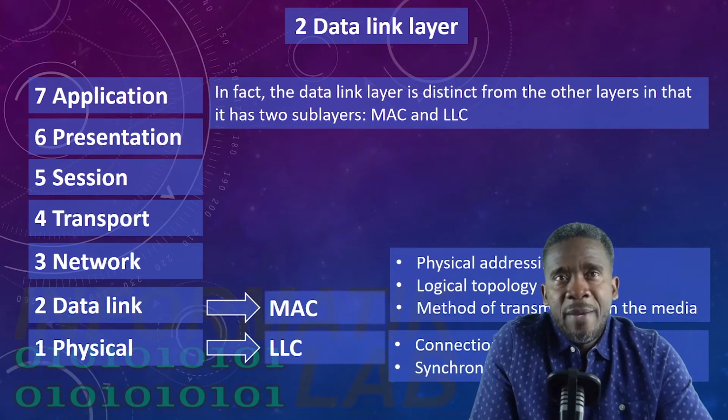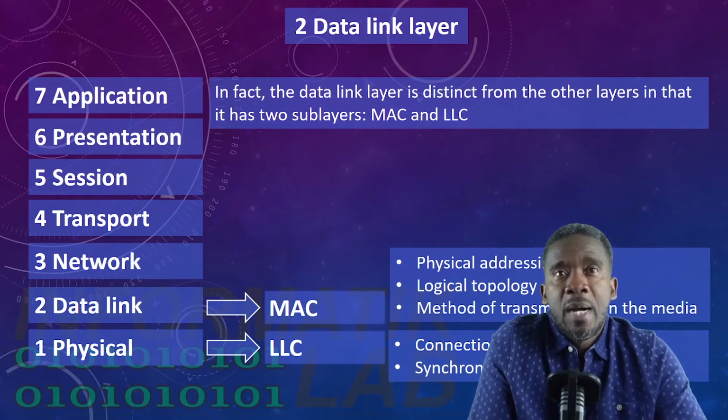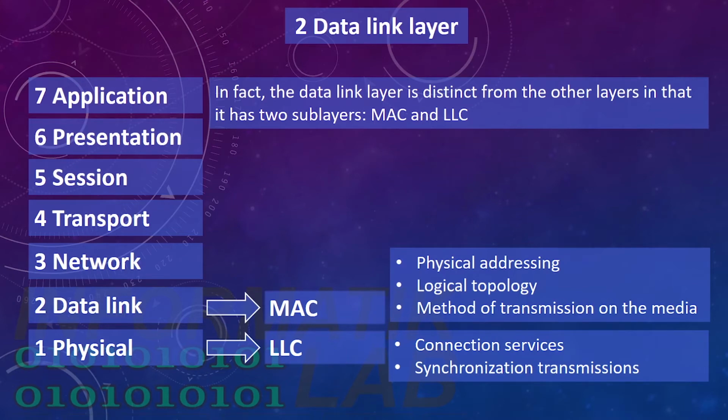In fact, the data link layer is distinct from the other layers in that it has 2 sublayers, MAC and LLC. The MAC, media access control, covers physical addressing, logical topology, and the method of transmission on the media, and the LLC covers connection services and synchronization of transmission. So when we have media access control and LLC, we are on the data link layer.